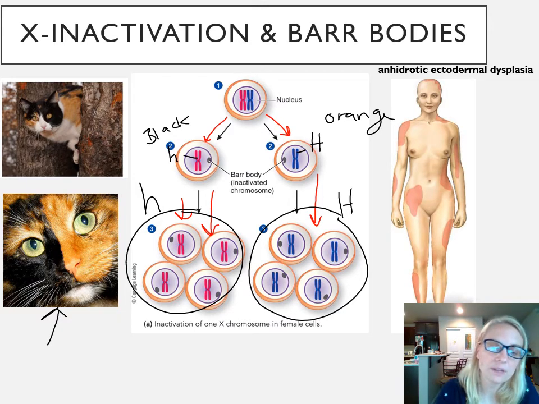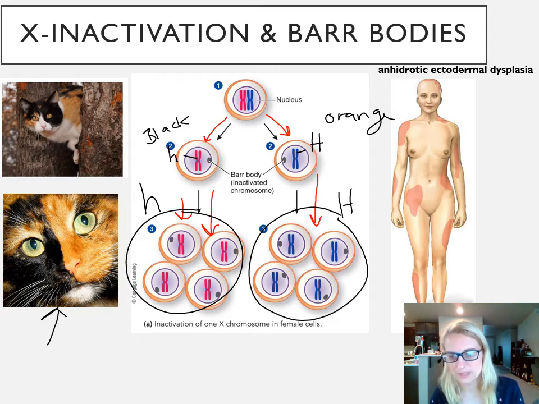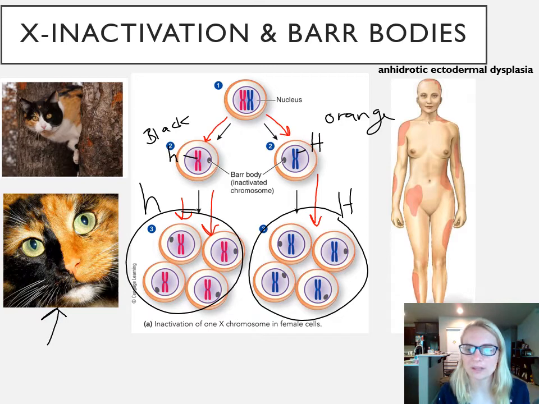And all of the other ones that have the black allele, wherever they end up on the body, they're going to have the black fur. So you get this combination of different colored fur around on the different locations of the cat. In a human example, it's more of a disease situation called anhydrotic ectodermal dysplasia. And this is a big scientific name to say malfunctioning sweat glands. So the instructions for the distribution of sweat glands are located on the X chromosome.